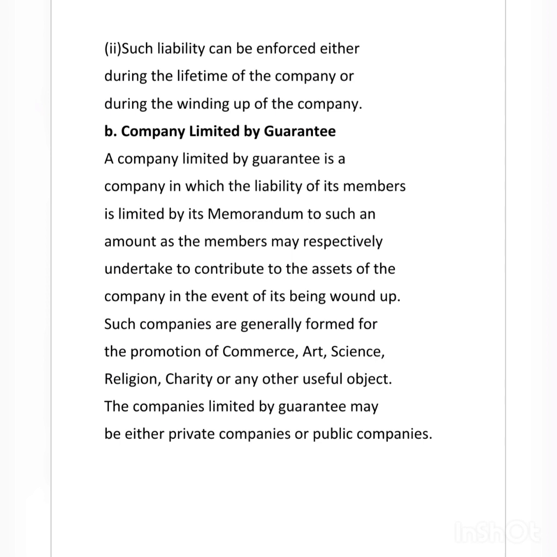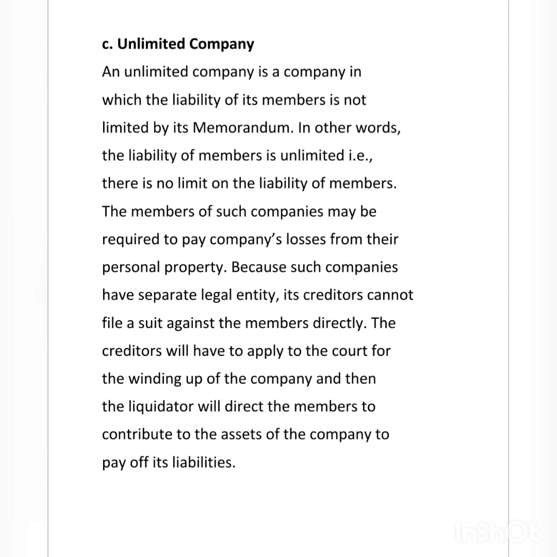Next is unlimited company. Unlimited liability is seen only in sole traders and partnerships. But here how is it possible? An unlimited company is a company in which the liability of the members is not limited by its memorandum. In other words, the liability of the members is unlimited. That is, there is no limit on the liability of members. The members of such companies may be required to pay the company's losses from their personal property.